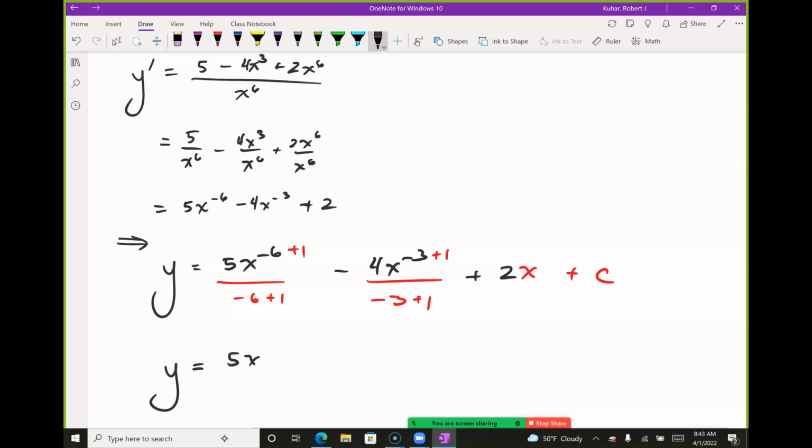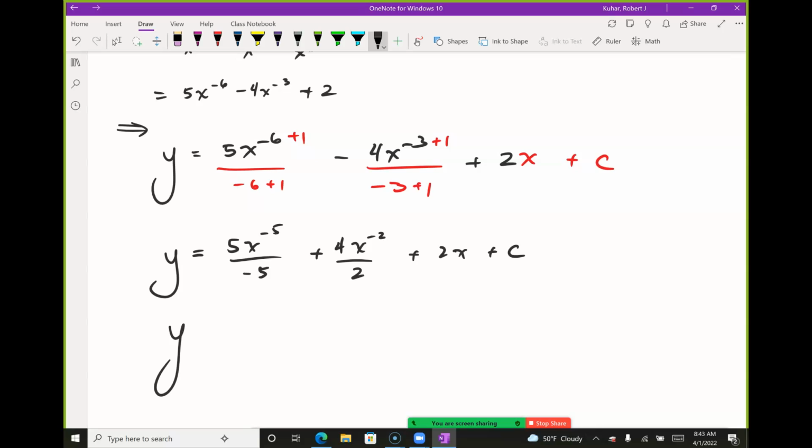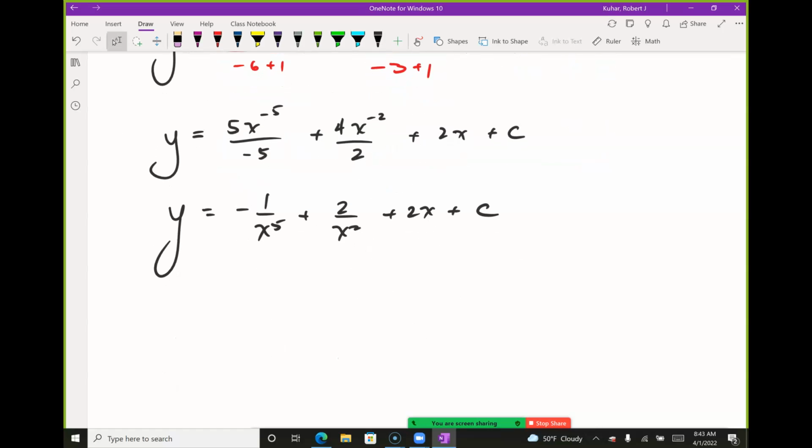That's actually a good point. So we get 5x to the minus 5 over minus 5, plus 4x to the minus 2 over 2. I canceled the negatives already there. Plus 2x plus c. Then we get negative 1 over x to the 5th plus 2 over x squared plus 2x plus c. And I would probably just put the c out front.